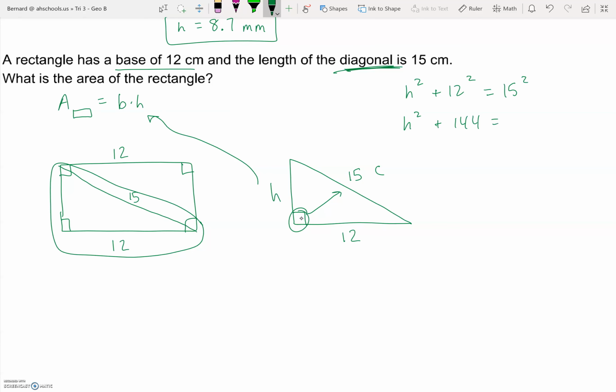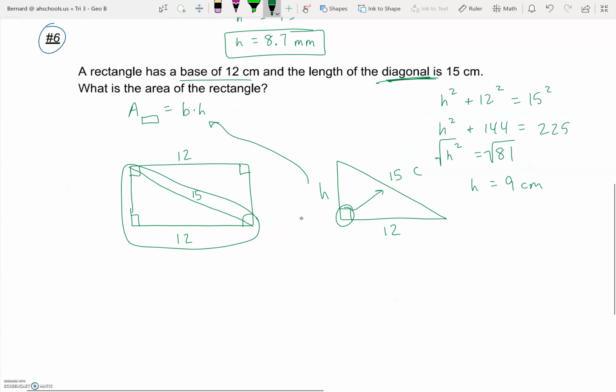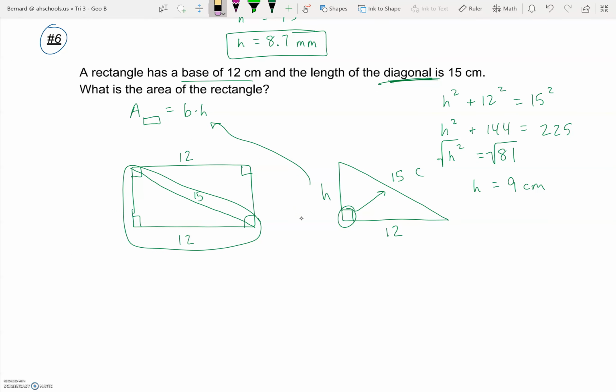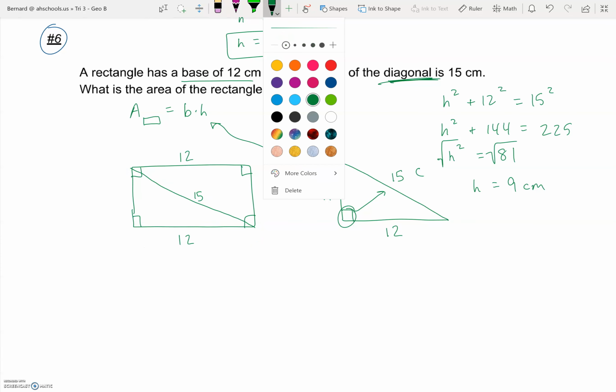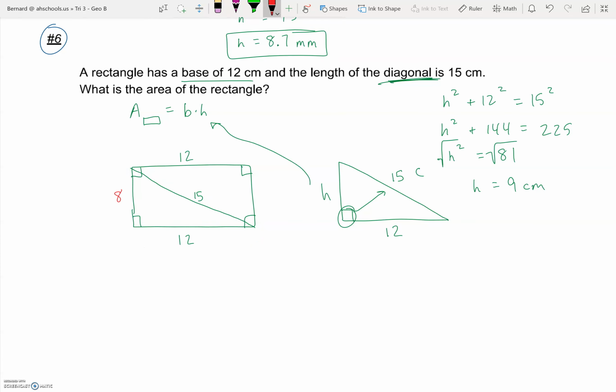And 144 equals 225. And then we'll subtract. So h squared equals 81. Square root that, and we get that our height is actually 9 centimeters. All right. So let's go put that back into our original diagram here. The left side is what we solved for. Oops, not 8, it is 9. Remember, left and right are the same in a rectangle.